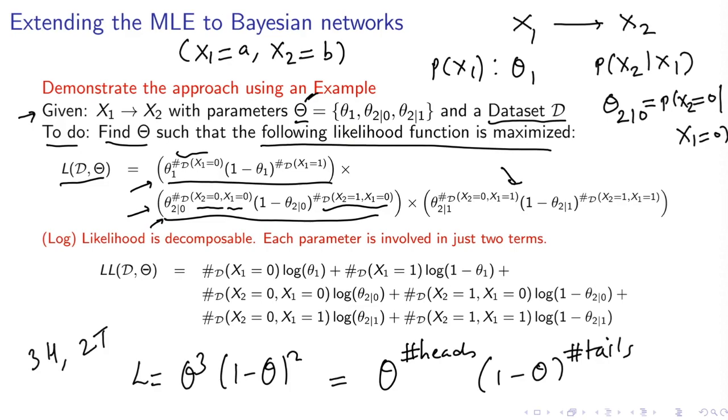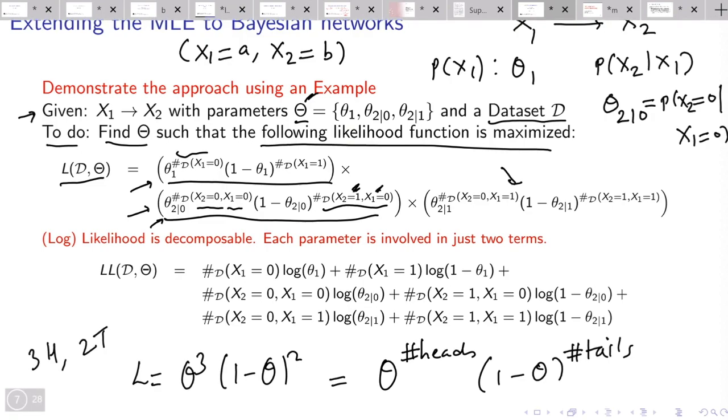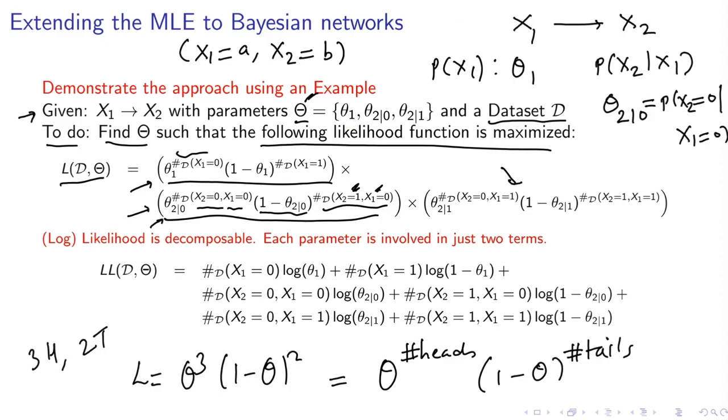Similarly, only those examples that have x2 equals 1 and x1 equals 0 are relevant to the parameter 1 minus theta of 2 given 0. Okay? So, since this is a product, those terms will only be considered when the data set has this property. Okay? So, I'm just going to count over them. Similarly, I get the expression for theta of 2 given 1.